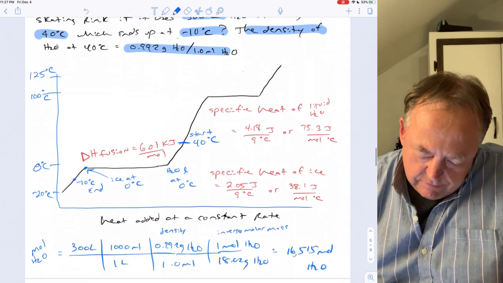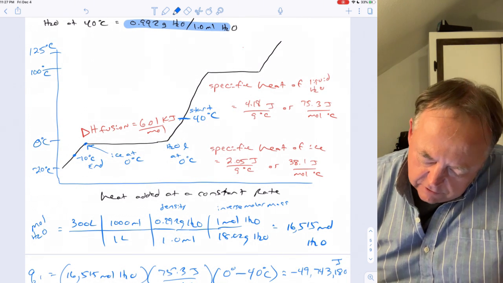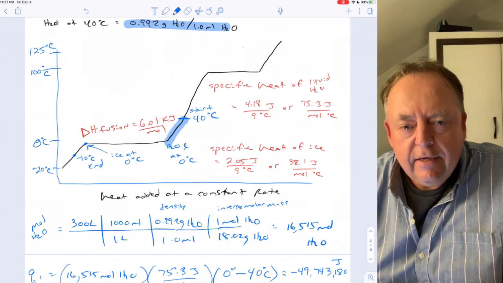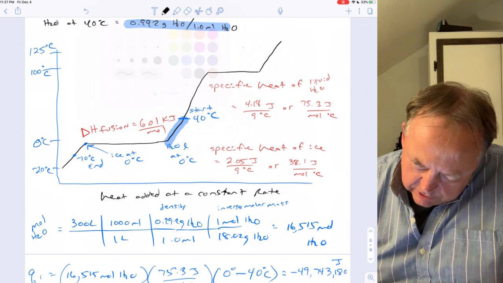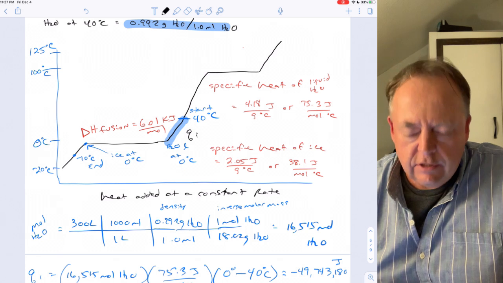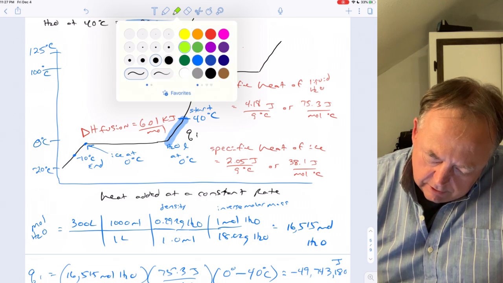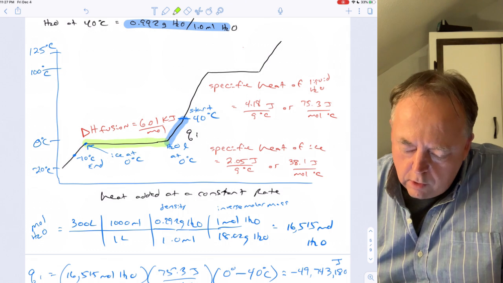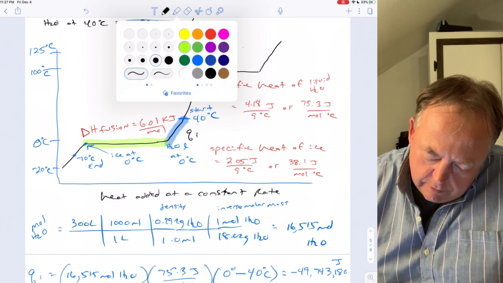Okay, this is a little bit of an involved calculation because you have to recognize the first thing you have to do. So we start here at 40 degrees Celsius. The first thing you have to do is cool the water. So that would be Q1, right? You have to cool the water from 40 degrees Celsius to 0 degrees Celsius. And then you have to freeze the water, from liquid water at 0 degrees Celsius to ice at 0 degrees Celsius. So that would be Q2.